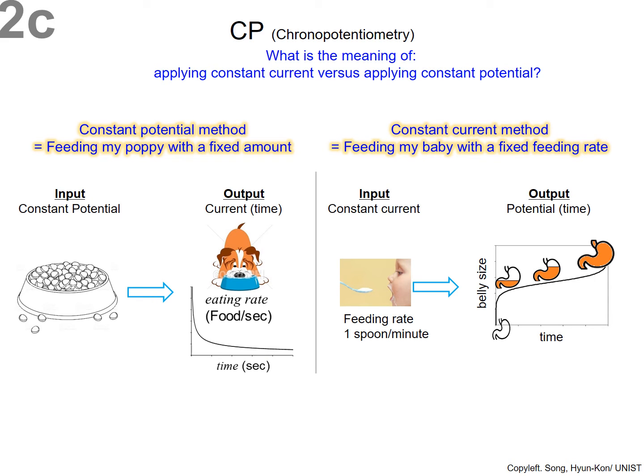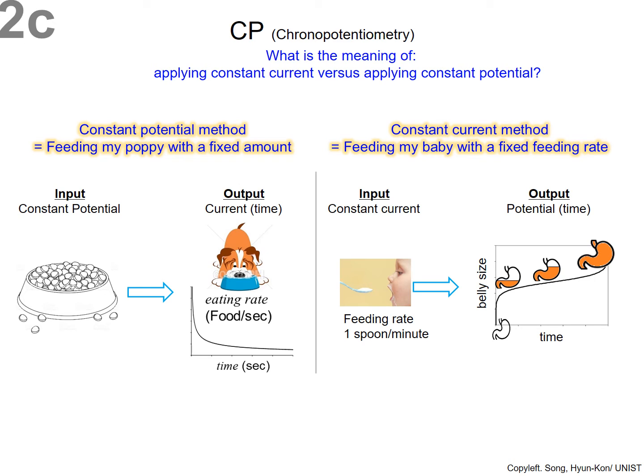You have learned about two categories of electroanalytical method. The first one was voltammetry, including linear sweep voltammetry and cyclic voltammetry. The second category was chronoamperometry, in which we applied a constant potential to the system. And then here is the third category of the electroanalytical method, which is chronopotentiometry. In this case, we will apply a constant current instead of a constant potential.